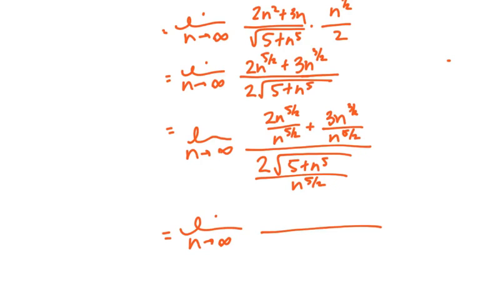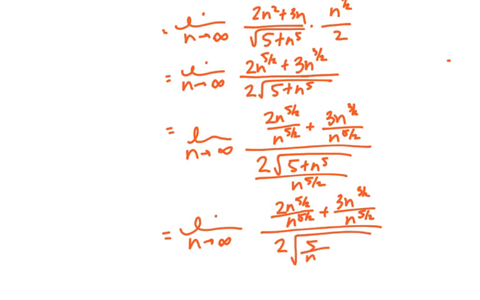Sorry about that. We have 2n^(5/2) over n^(5/2) plus 3n^(3/2) over n^(5/2), and we have 2 times the square root of 5 over n to the fifth plus n to the fifth over n to the fifth. Because we have a note here that the square root of n to the fifth equals n^(5/2), it allows us to move it in. Now you can see these cancel.